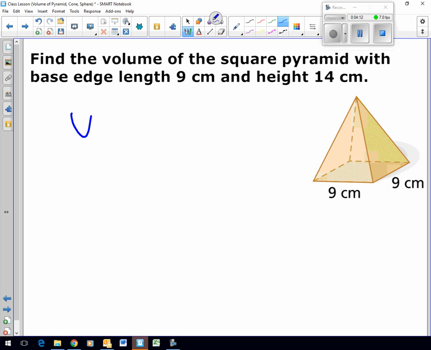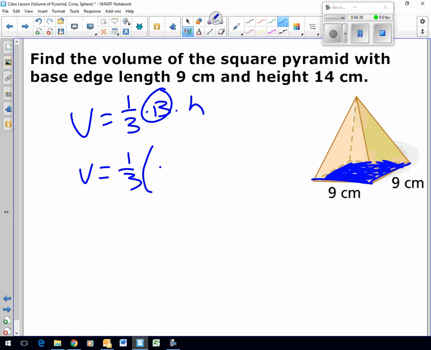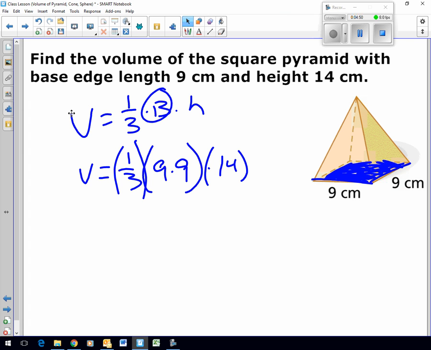We know that it is 1/3 big B times H. How do we find that? We got 9 times 9, right? When we talk about big base, we're talking about finding the area of this base, right? Is this a square? It is. So you could take 1/3, 9 times 9, or 9 squared. What's the height here? 14, right? Guys, put all that in parentheses, you're rolling.